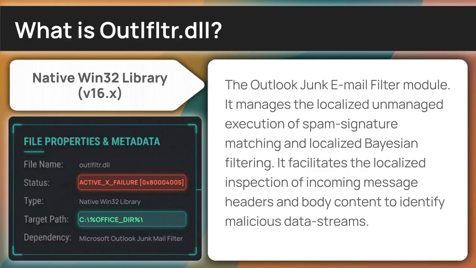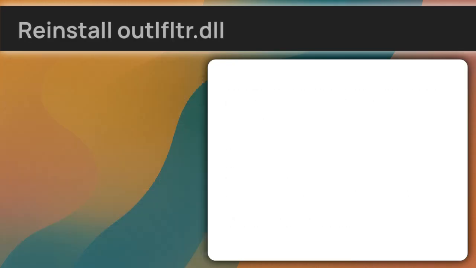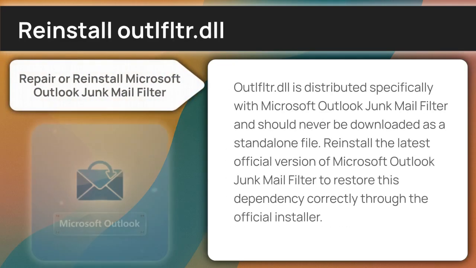With that background out of the way, here is how we actually restore the missing component. Outlfltr is distributed specifically with Microsoft Outlook junk mail filter and should never be downloaded as a standalone file. Reinstall the latest official version of Microsoft Outlook junk mail filter to restore this dependency correctly through the official installer.